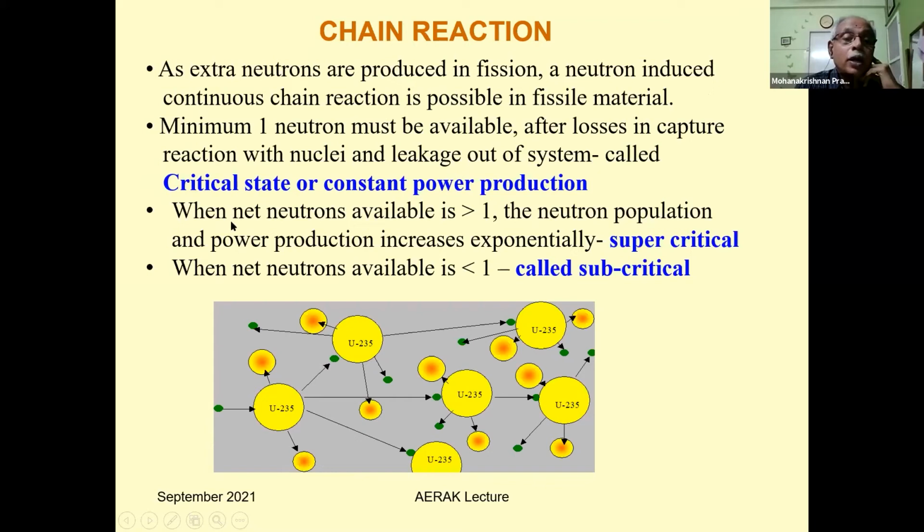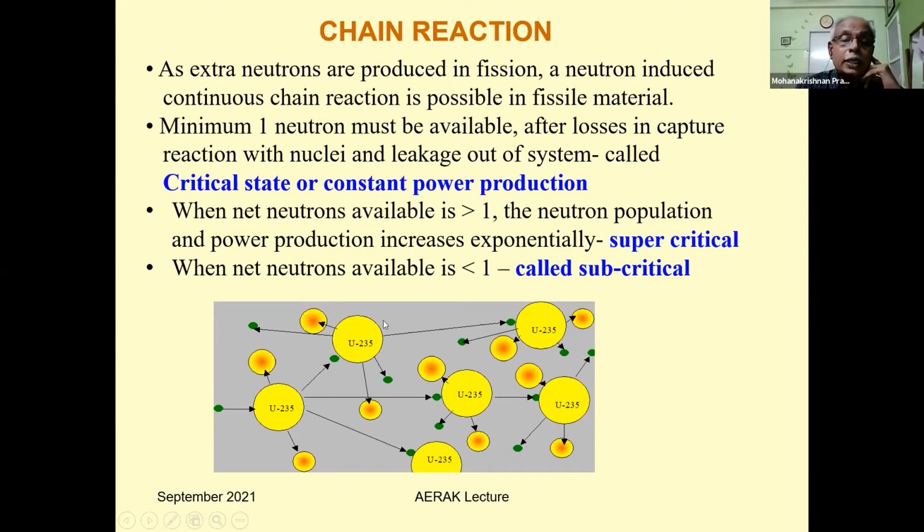When net neutrons available is more than one, the neutron population and power production increase exponentially, and this is called a supercritical reactor. And when net neutrons available is less than one, it's called subcritical.